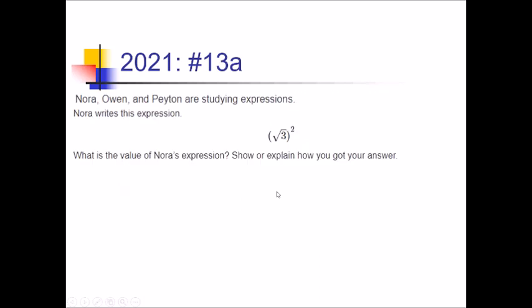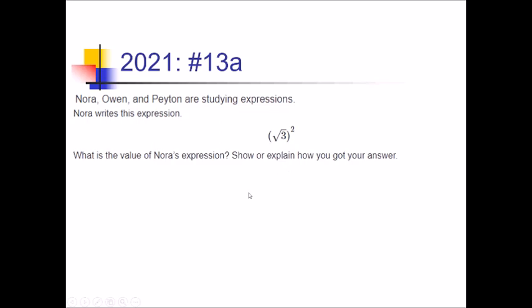For this free response problem, it's all based off of Nora, Owen, and Peyton doing some stuff with expressions. A lot of PEMDAS going on here. So for the first part, we have Nora writing square root of 3 squared. We want to know the value of this and how we got the answer.